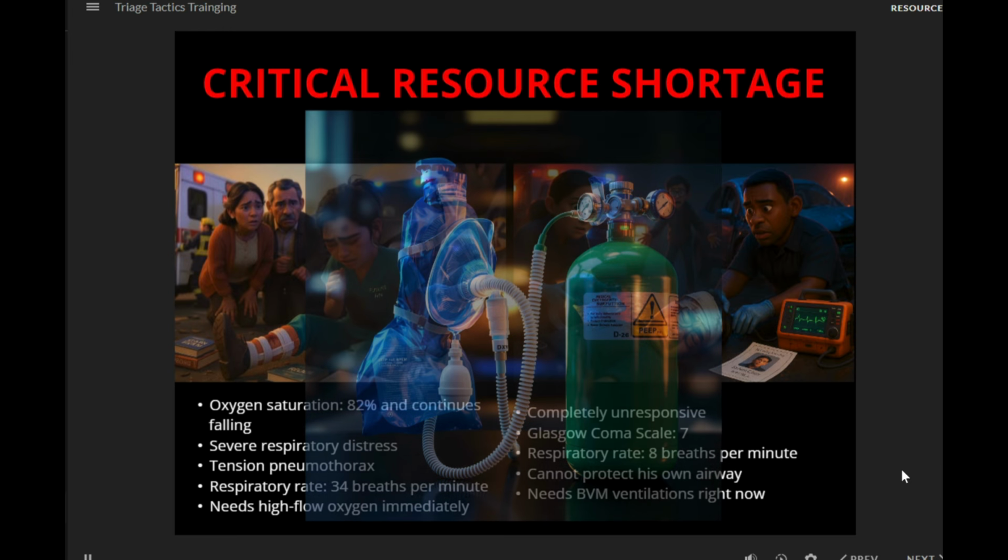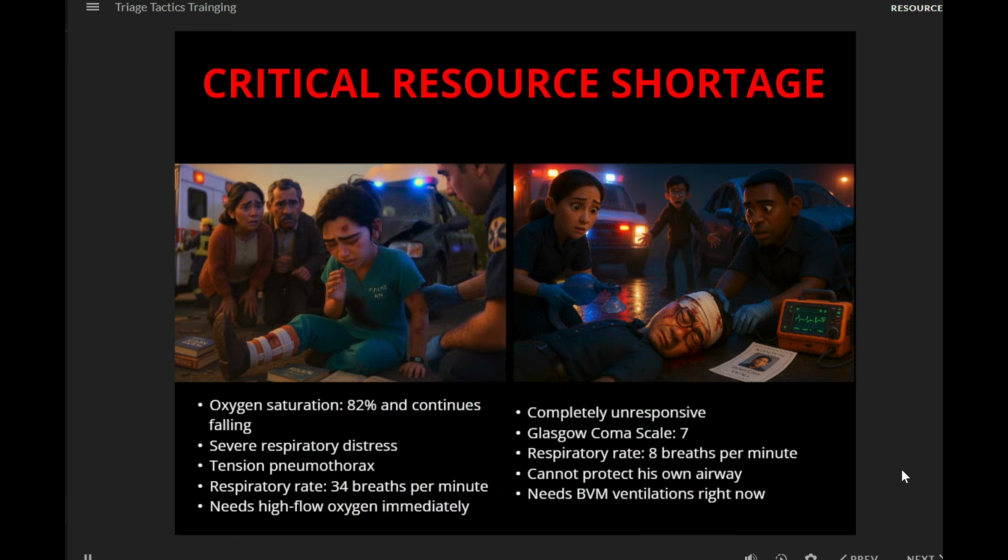You cannot save both patients at the same time. In mass casualty incidents, this is the reality of resource scarcity. You must choose which patient receives the oxygen equipment first. Your decision will determine who lives and who continues to deteriorate. Which patient do you prioritize? Select now.